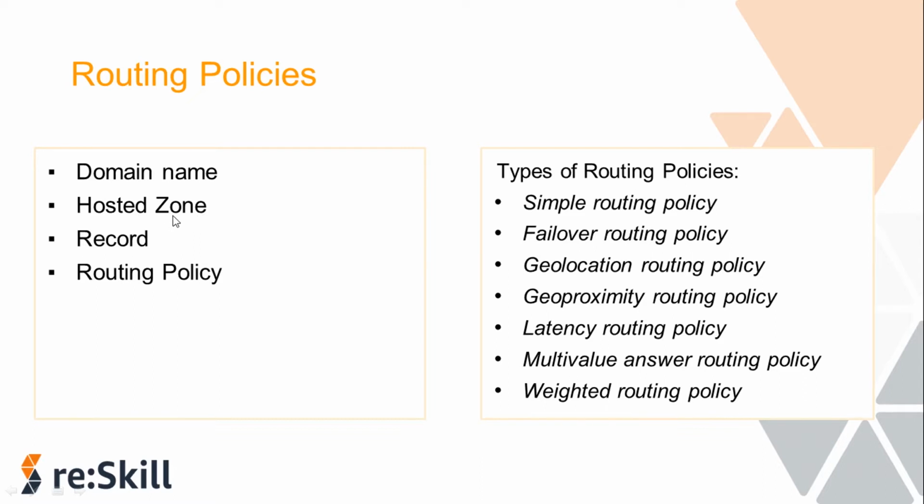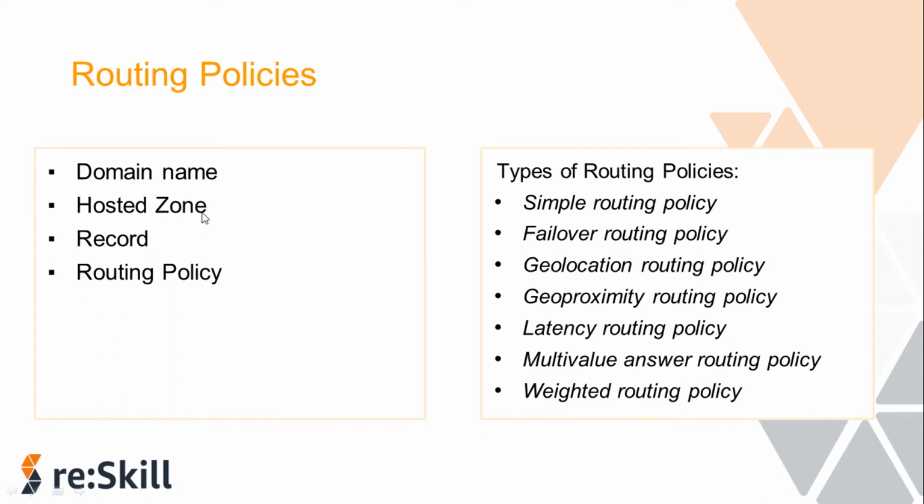I'll show you in the console as well. First let me tell you what exactly it is. A hosted zone is a container for the records I'll be telling you about next, and the records contain information about how you want to route traffic for a specific domain, such as example.com and its subdomains, for example abc.example.com. There are two types of hosted zones available: one is a public hosted zone, another is a private hosted zone.